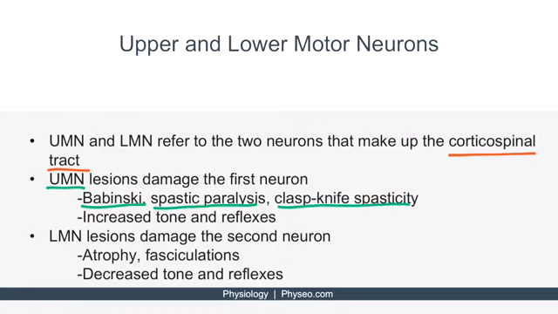Another important gem is to remember that upper motor neuron damage increases tone and reflexes, whereas lower motor neuron damage decreases tone and reflexes. Another sign of lower motor neuron damage is atrophy and fasciculations. Fasciculations are just muscle spasms. They're pretty strong in these patients. They're not like typical muscle spasms, but that's a safe way to think about them.